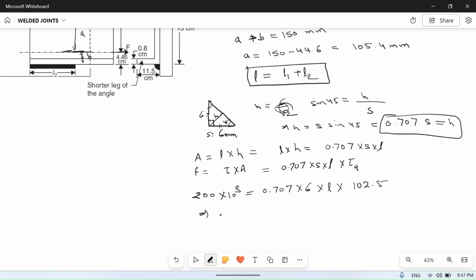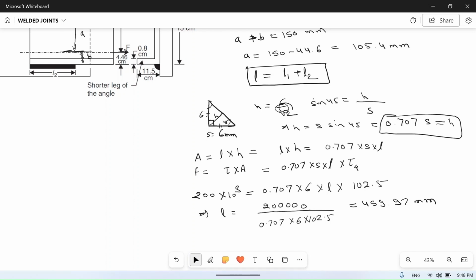So from here if we calculate L, it will become 200,000 divided by 0.707 into 6 into 102.5. You can calculate it. Let me calculate it also. So it will be equal to 459.97 mm. So this is the total length of the weld, L.